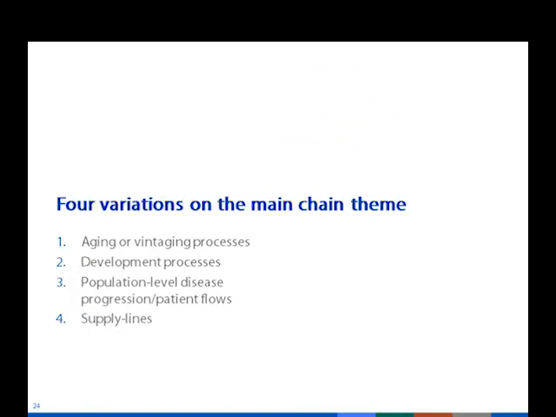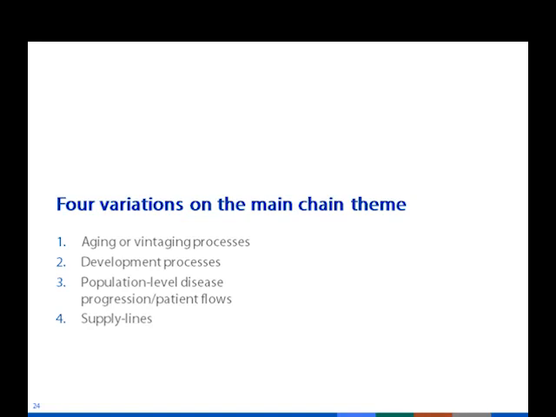Unfortunately, the categorization of main chains is not quite as neat and tidy as one might hope. If the main chain theme is a collection of stocks that are connected via flows, there are 4 important variations on this theme that can be helpful for you to have in your back pocket. The first is an aging or a vintaging process. This can be important if, for example, there are differential issues associated with age cohorts within a population.